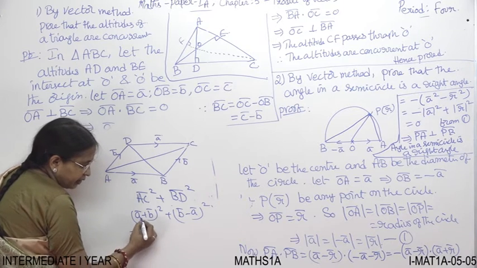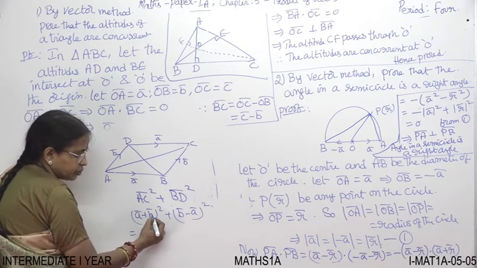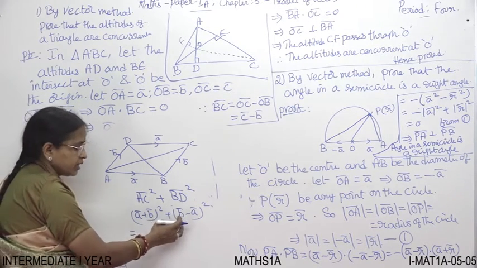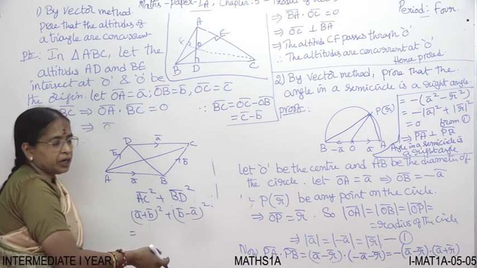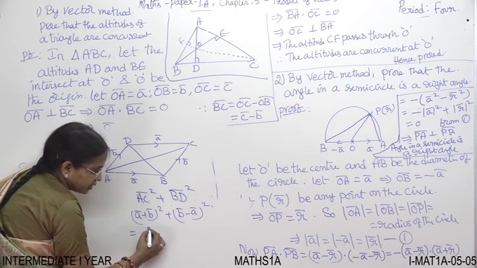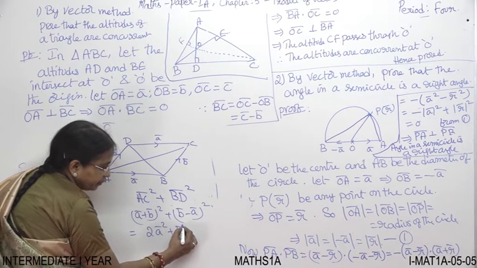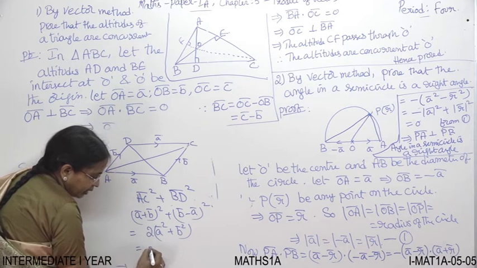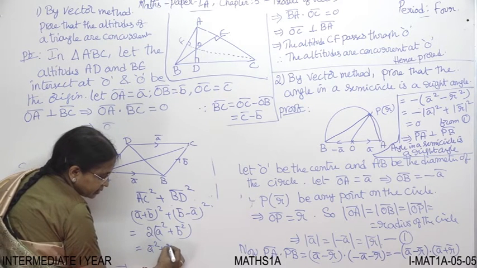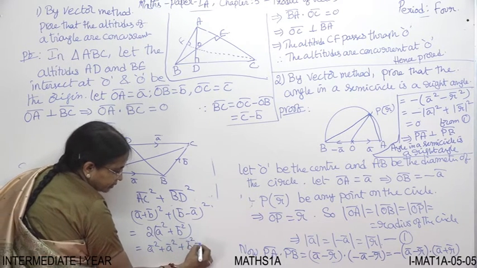So when you simplify, it is A square plus B square plus 2A dot B. And this is A square plus B square minus 2A dot B. So they will get cancelled, and you will get 2 times A square plus B square. 2 times A square plus B square can be written as A square plus B square plus A square plus B square.